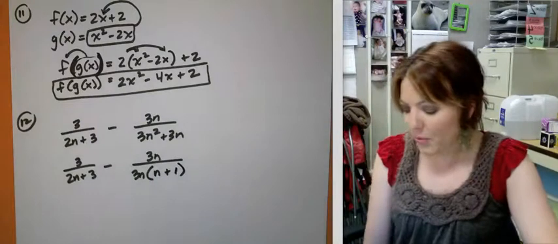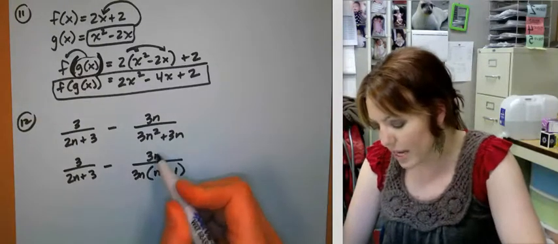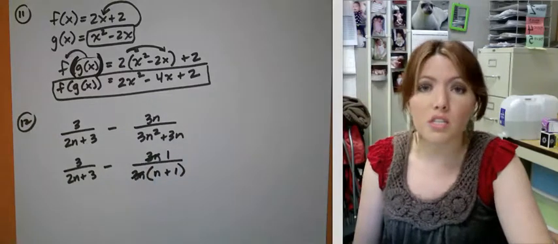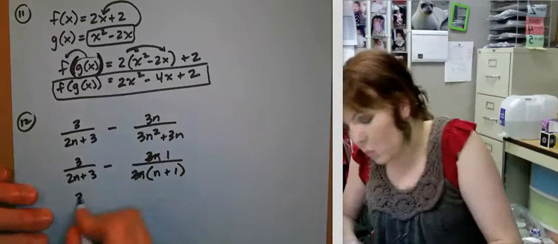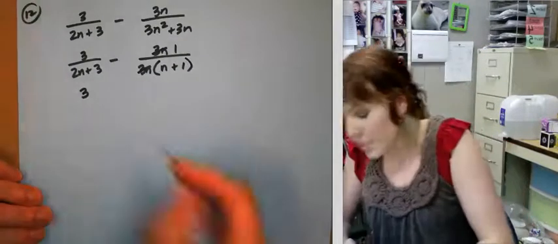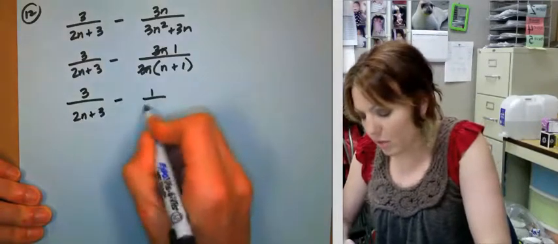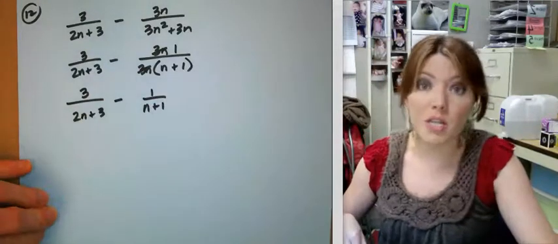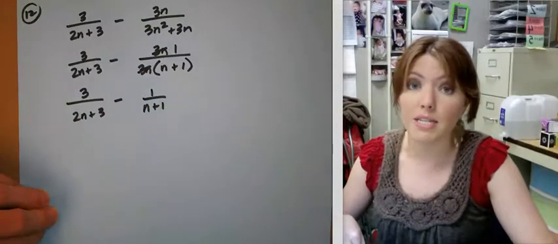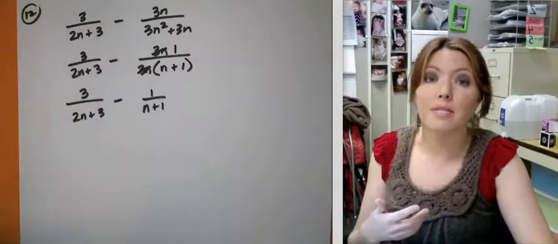If we factor out the 3n, we're left with n plus 1, and then I notice that we have a 3n and a 3n here. Anything divided by itself is 1, so we do that so that we're reduced. So we're left with 3 over 2n plus 3 minus 1 over n plus 1. Again, like we just talked about, the rule with fractions is that you have to have the same denominator to be able to add or subtract. So now we want to get these to have the same denominator.